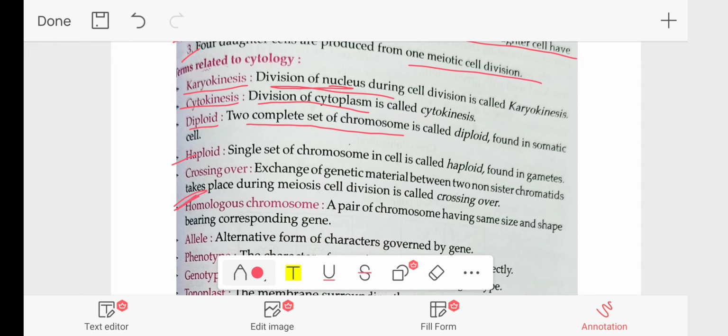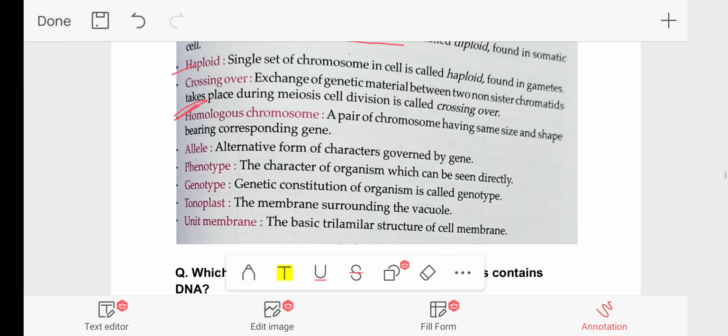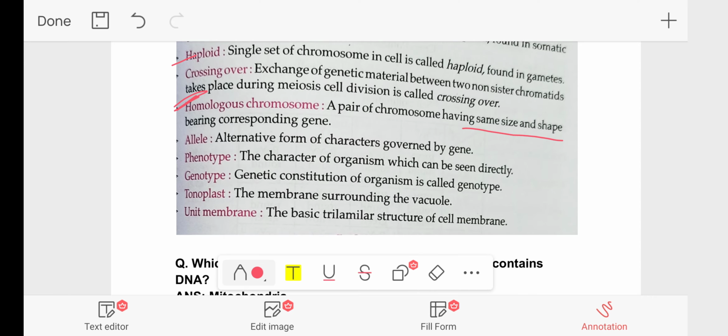Homologous chromosome: a pair of chromosomes having similar size and shape bearing corresponding genes. Allele: alternative form of characters organized by a gene. Phenotype: the character of an organism which can be seen directly. Genotype: genetic constitution of organisms. Tonoplast: the membrane surrounding the vacuole. Unit membrane: the basic trilamellar structure of the cell membrane.